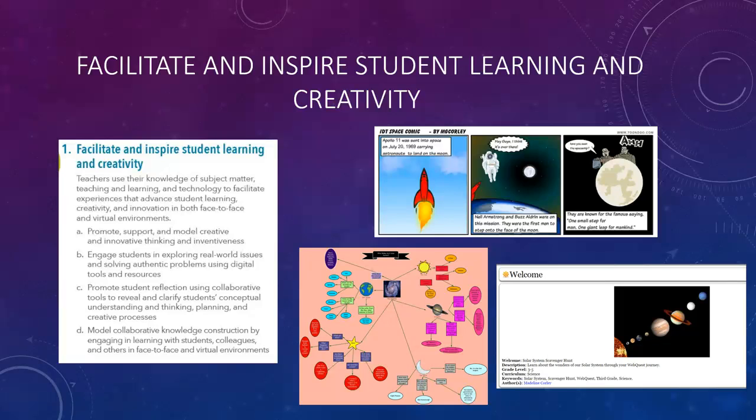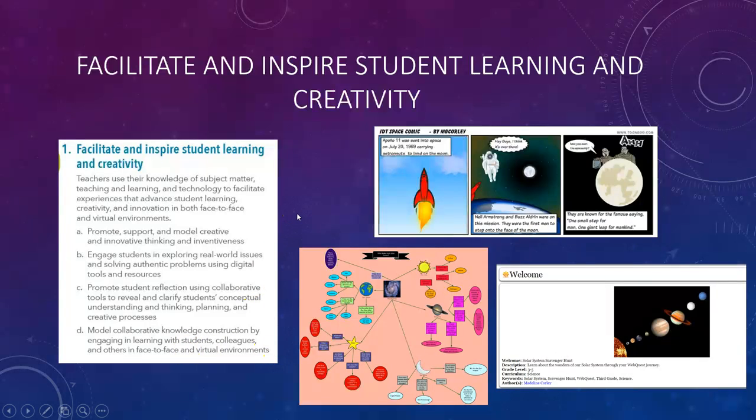Along with that, they have substandards that you have to be able to fulfill in order to consider doing that actual standard, which is to promote, support, and model creative and innovative thinking and inventiveness. You have to engage your students in exploring real-world issues and solving authentic problems using digital tools and resources. You can promote student reflection using collaborative tools to reveal and clarify students' conceptual understanding, thinking, planning, and creative processes, and model collaborative knowledge construction by engaging and learning with students, colleagues, and others in face-to-face and virtual environments.